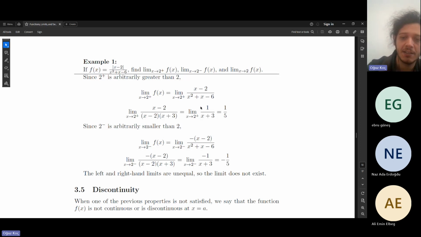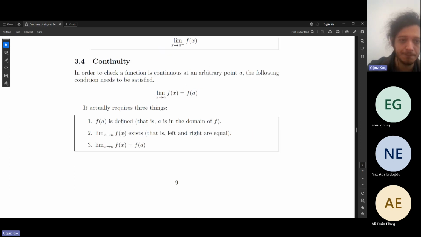And then, as in the above example, we need to write it like this. And then the x minus 2 terms cancel each other out, and we end up with minus 1 over x plus 3. So the limit of the function at point 2 from the left-hand side becomes minus 1 over 5.